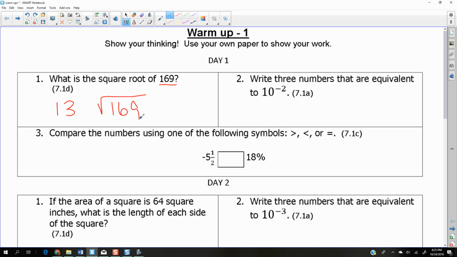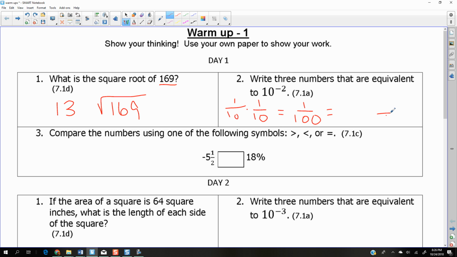All right, number 2, write 3 numbers that are equivalent to 10 to the negative second power. Okay, so if you remember, if it's a negative power, it's written as, one way is 1/10 times 1/10, which is also equal to 1/100th, which is also equal to the decimal. So you have 2 zeros.